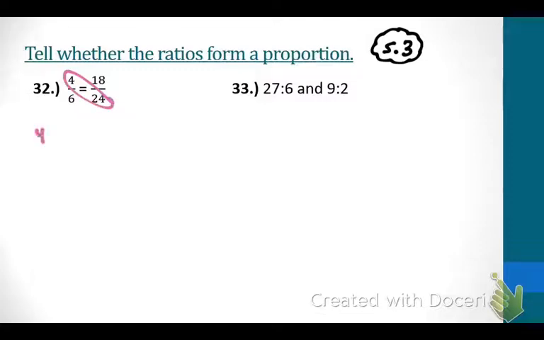This means 4 times 24. And we're trying to figure out, does it equal 6 times 18? If these two equal each other, then yes, they form a proportion. If they do not equal each other, then no, they do not form a proportion. Just the girls, what's 4 times 24? 96. Boys, what is 6 times 18?